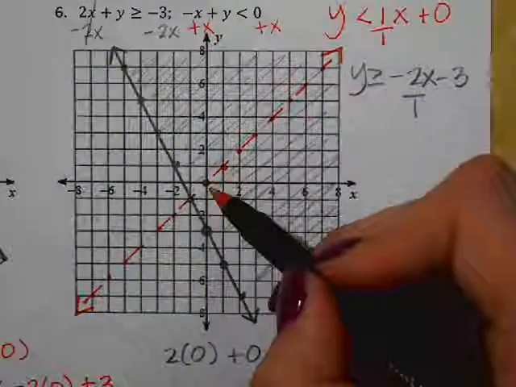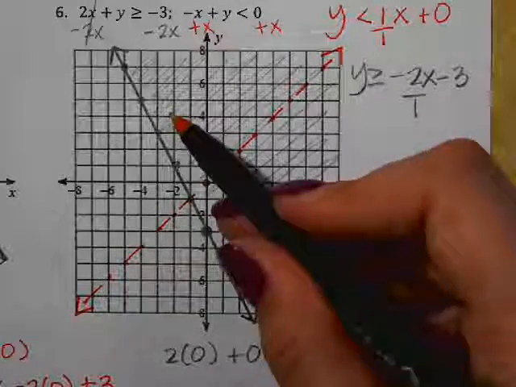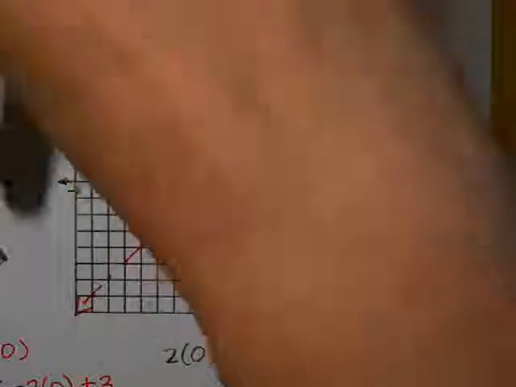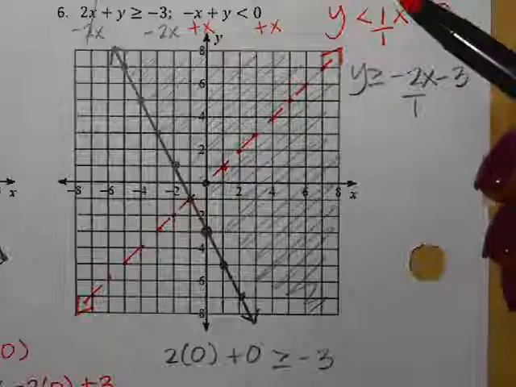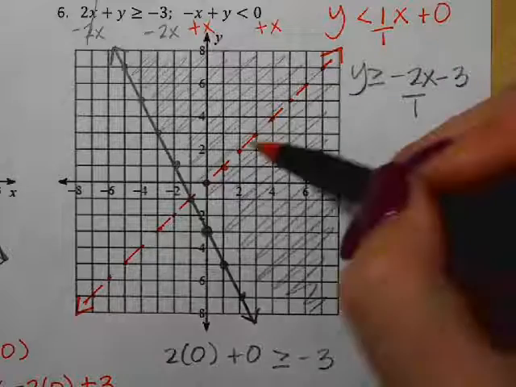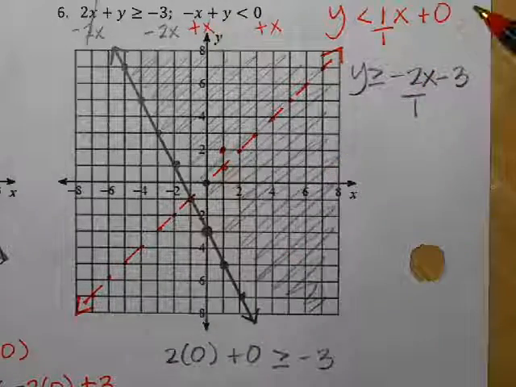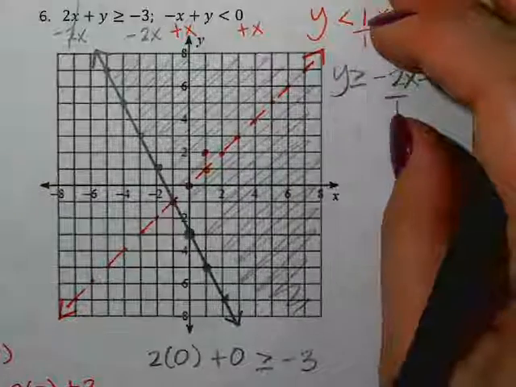So this time we can't use the point 0, 0 because it's actually on the line, so it wouldn't help us shade on one of the sides. So you can pick any point you want. It just has to be on a certain side of the line. So I'm going to go ahead and pick the point 1, 2. 1 for x and 2 for y, because that's going to be pretty easy to plug in.